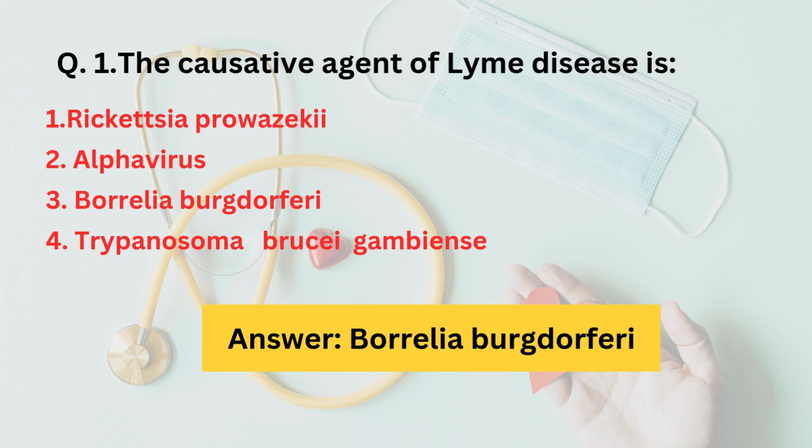Rickettsia prowazekii is a bacteria that causes typhus, that is transmitted by lice. Then alphavirus is a type of virus that causes some diseases like chikungunya. They are transmitted by mosquitoes. Then Borrelia burgdorferi is a spirochete bacteria that causes Lyme disease, that is transmitted by ticks. And Trypanosoma brucei gambiense is a protozoan parasite that causes African sleeping sickness, that is transmitted by tsetse flies. Here the correct answer is option 3, that is Borrelia burgdorferi.